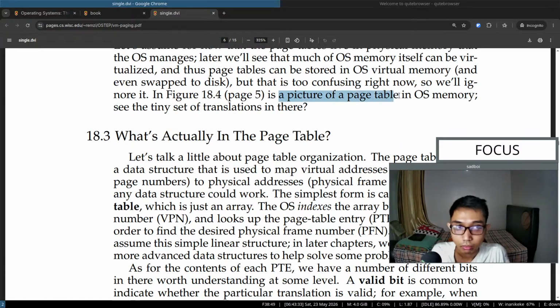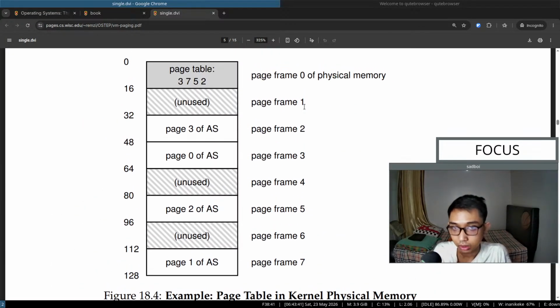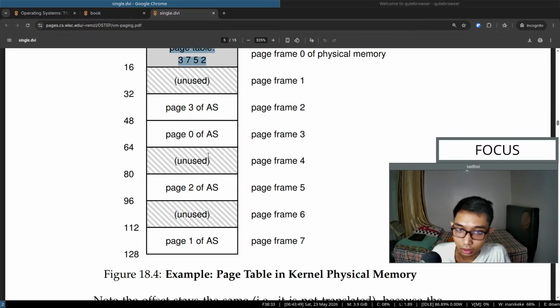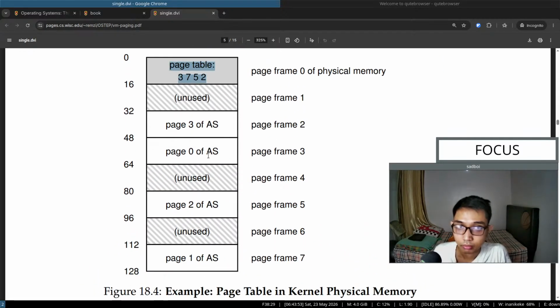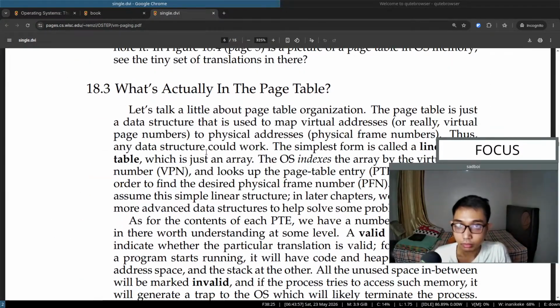Is a picture of page table in operating system memory. See the tiny set of transactions in there. I am assuming this one, I guess. Maybe. Okay. What is actually in the page table?